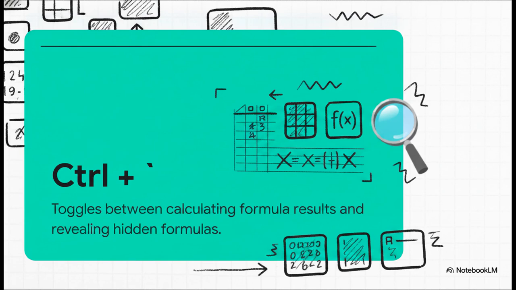And here is a phenomenal bonus trick for auditing that was highlighted in our source material. Pressing Ctrl and the grave accent key, that little backtick usually sitting above your tab key. It instantly toggles your entire spreadsheet view. It switches from showing the final calculated numbers to literally peeling back the curtain and revealing all the hidden formulas running in the background. It is incredibly useful to make sure nobody broke your complex calculations.